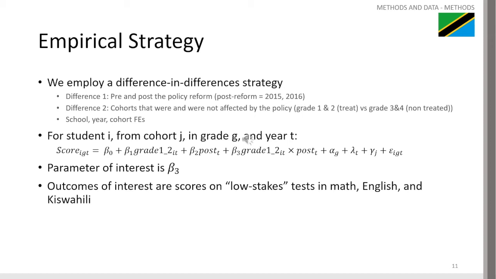Of course, we have to be careful about parallel trends, which we test for, and we see that there's good evidence that these cohorts follow parallel trends. And so we're going to use a classic difference in difference framework. If you look at our estimating equation, the outcome of interest that we want to focus on is the interaction term, the coefficient of the interaction term, beta 3. We're going to look at the test scores that we measure in our data. And again, that's going to be math, English, and Kiswahili test scores.